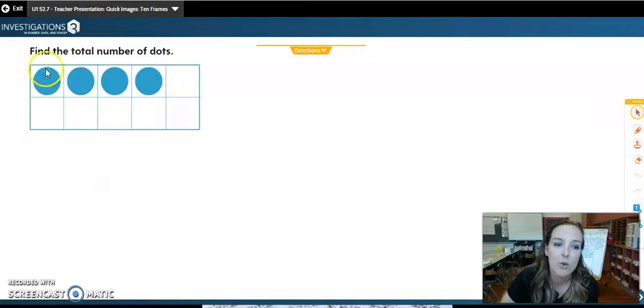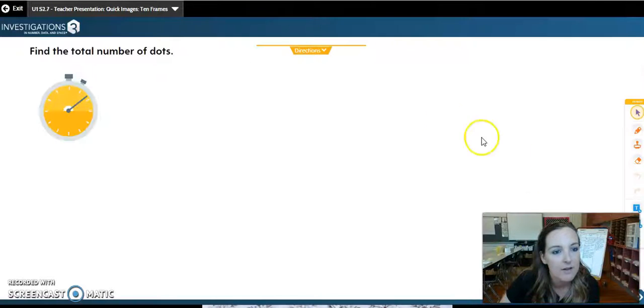So I know that the top on the last one had 5, but now 1 is missing. So if I think it had 5 and now there's 1 gone, I know, oh, well, that's 4. 1, 2, 3, 4. So this one had 4 dots in it, and I knew that because 5 minus 1 equals 4. All right, I think there might be one more. Let's see. Yay, there is. Okay, last one. Here we go.